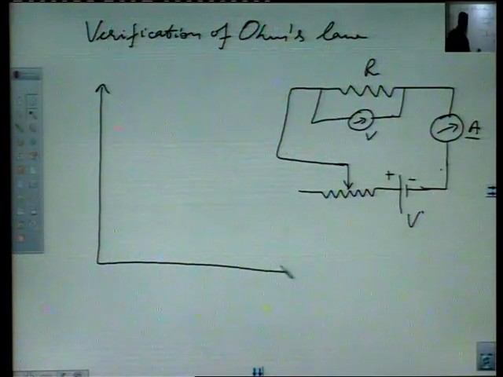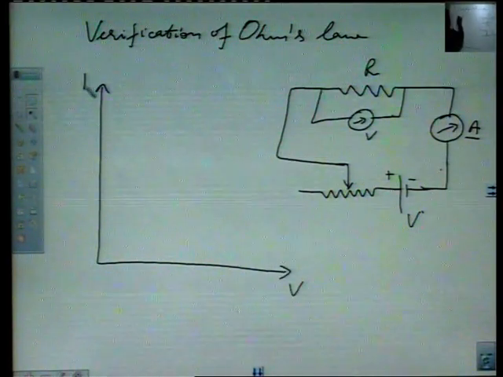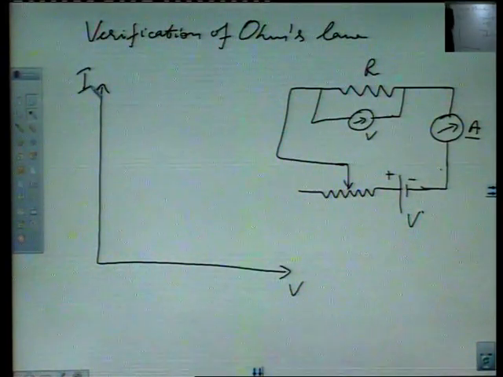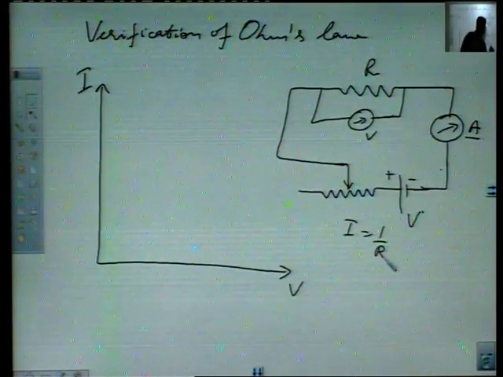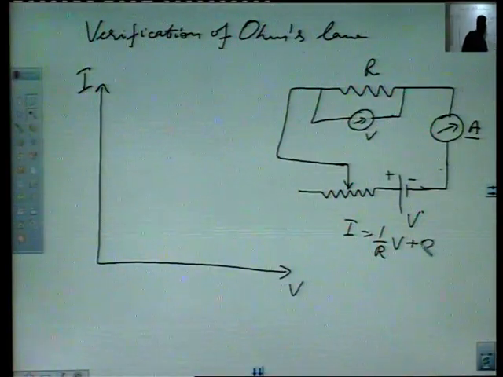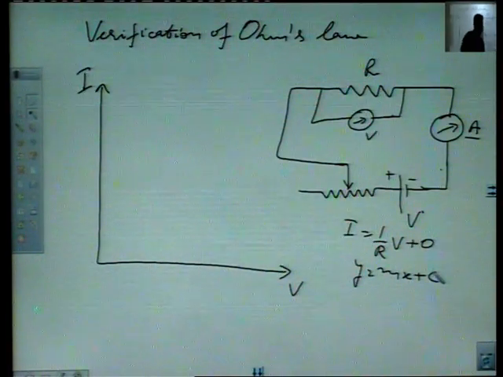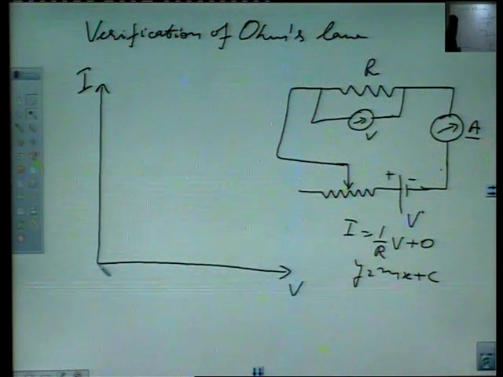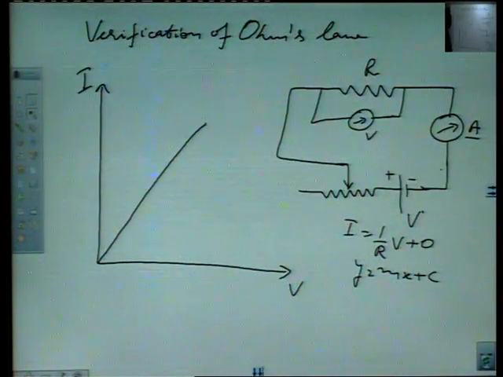Since V is the independent variable, it is taken along the x axis, and current I is the dependent variable, it is taken along the y axis, and our equation is I is equal to 1 over R V plus 0. This can be compared with y is equal to mx plus c, where c is the y intercept. So, if you plot the graph of V and I, you will find that it is a straight line.